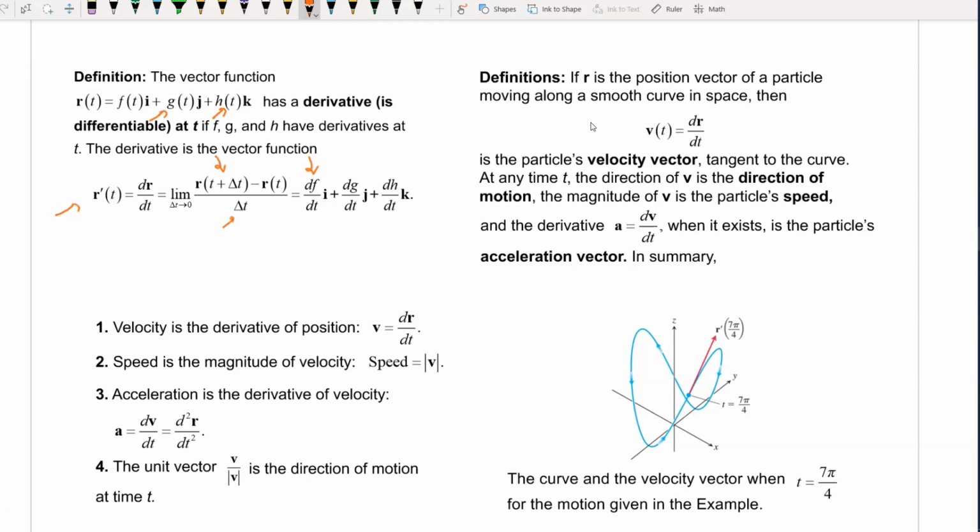And here we have the definition for velocity v of t. It is equal to the first derivative of this vector function with respect to t, so this is dr over dt. And here we have acceleration, based on what we had for velocity. It is equal to the first derivative of velocity with respect to t, so this is dv over dt. In other words, the acceleration is equal to the second derivative of this vector function with respect to t.